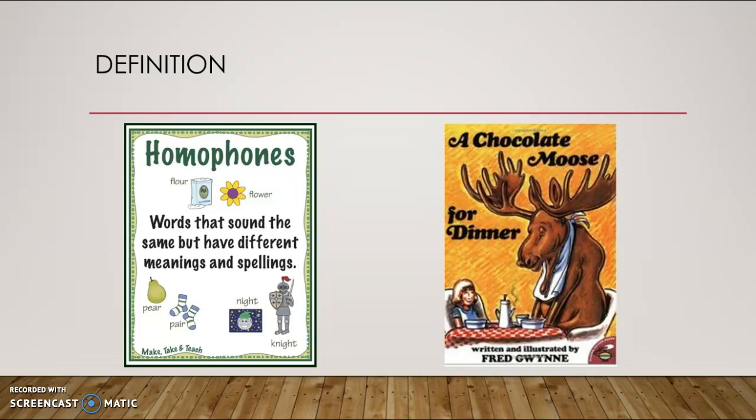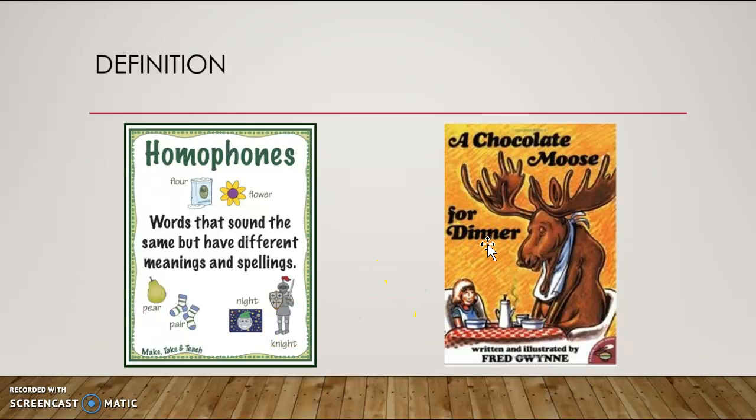Another example, eight and ate. Eight is a number and tells us how much it is of something, and ate is if someone ate an apple at lunch. Last example, hey and hay. Hey you use if you meet someone and greet them, and hay is something you give the horse to eat.